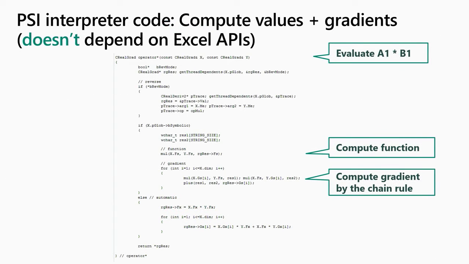So this is another little bit of code from inside the Sci interpreter, where we are computing for an expression like a1 times b1. We're computing the function value in the middle there, where it's pointing at that mul function call. But then just below that, we compute the gradient of a1 times b1 with respect to all the decision variables by calling this other function.